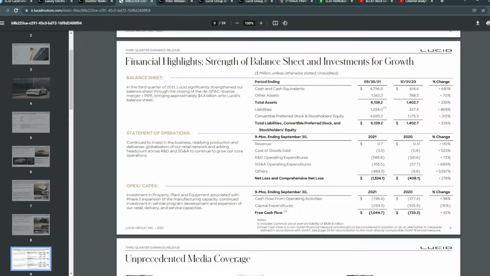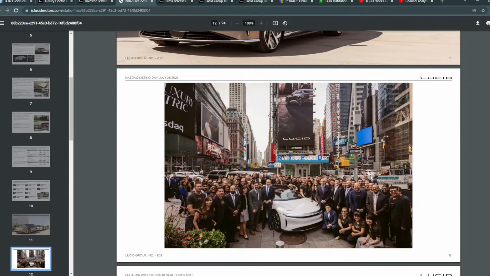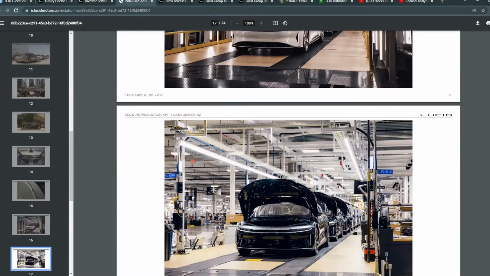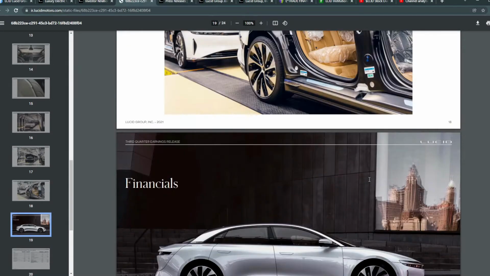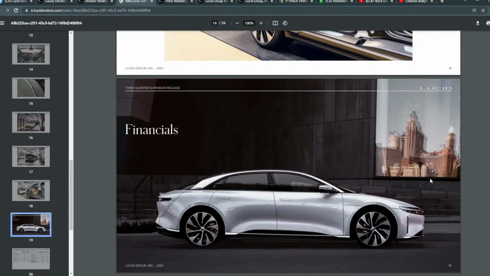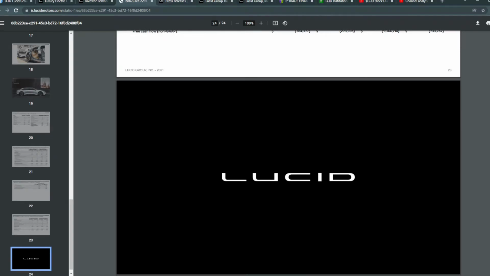Of course, things are looking a lot better after this reverse merger, although net loss is a lot worse because they've been spending a lot of money on expansions and production. So that is definitely expected. They're giving you some pictures here and there of their production. This is in production, cars almost being done. So that's always a nice look for investors to know that things are being worked on.